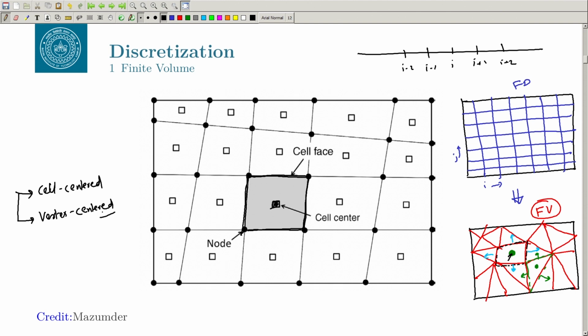In the cell centered approach, you will have variables stored at the cell center. These are my cell centers, where our variables, for example your conserved variable or primitive variable, are stored. In the vertex centered or node centered approach, you will have the variables stored at the nodes. Then if you want to make a grid there, this will be your cell. If I take this node, this is my cell. Similarly, you can collect each node and make a cell around that.